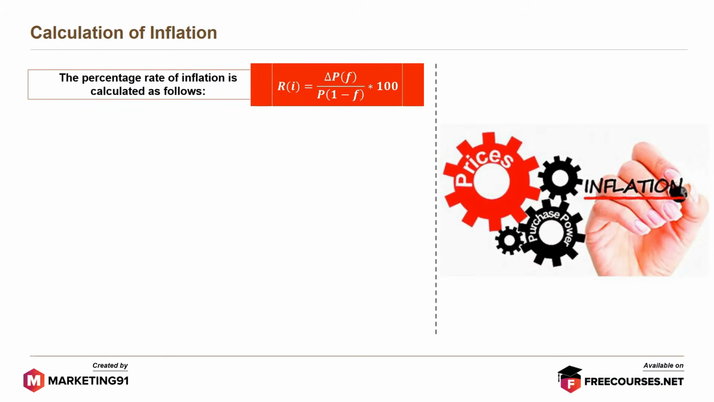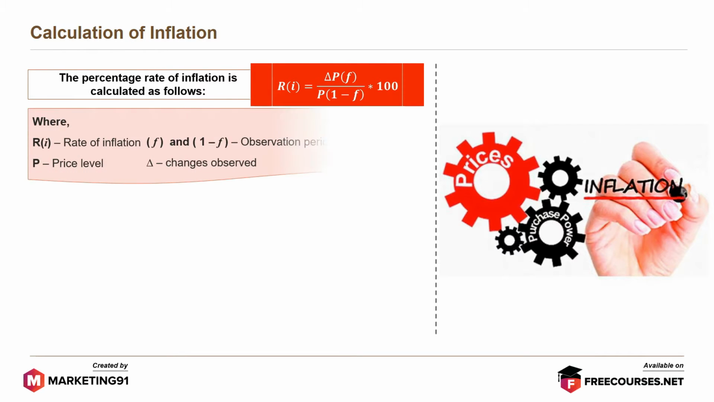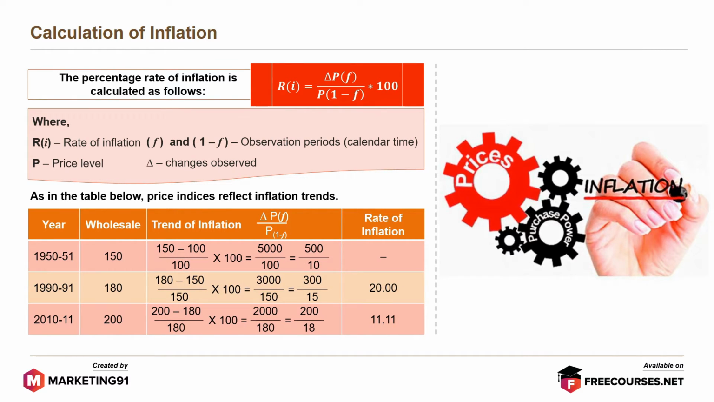The percentage rate of inflation is calculated as follows. R into I equals delta P of F divided by P of 1 minus F multiplied by 100, where R into I is the rate of inflation, F and 1 minus F are the observation periods, P is the price level, and delta refers to changes observed. For instance, in the table below, price indices reflect inflation trends in India from 1950 to 2011.